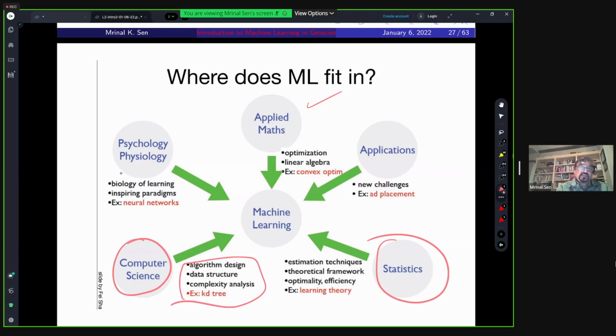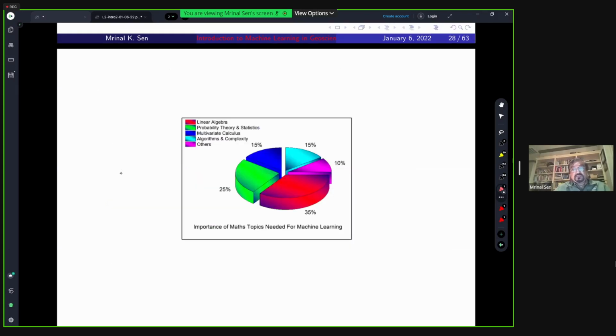And also psychology and physiology, because the biology of learning is basically what was modeled to start with, and some of the new algorithms are looking into different concepts and different models built in psychology and physiology to further develop some of the more advanced neural networks. So if I were to explain how much each one of these disciplines influences our learning of machine learning: linear algebra, probability theory and statistics, multivariate calculus, algorithms and complexity, and others like biology. I'm sure most of you have had courses in linear algebra, probability, and calculus. If you don't remember, you can just go ahead and review those.